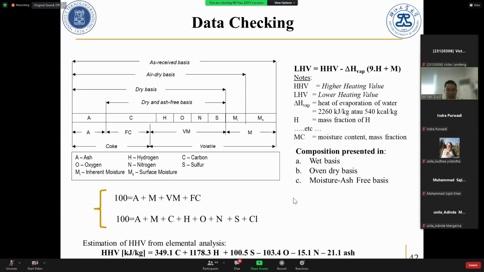You can check whether your data is right or wrong, or if there is some mistake. So how to check? Just look here. You have to calculate that A plus M plus Cm plus Fc is 100, and A plus M plus C plus H, O, N, S, L is 100. If not equal to 100, it means you made a mistake.